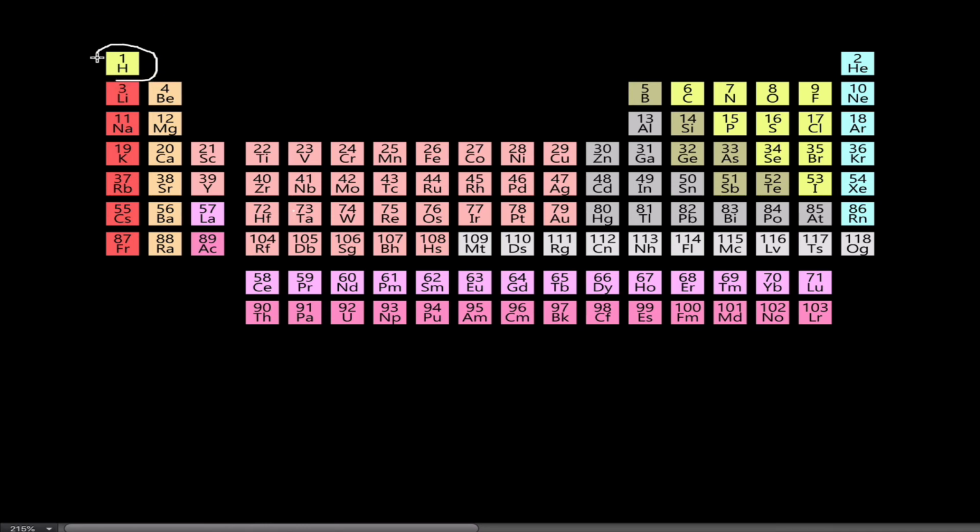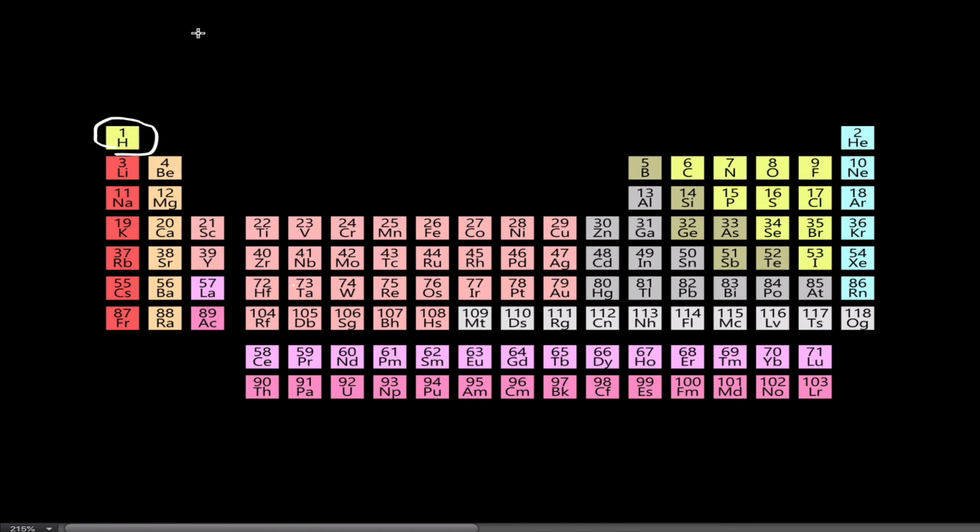Let's look at hydrogen. Hydrogen is in the first shell. I'll say 1s for the first shell, and each shell can hold up to 2 electrons. So the 1s shell can hold up to 2 electrons. Because there's only one shell, and there's 1 electron in hydrogen, we would just put a superscript 1 up there.